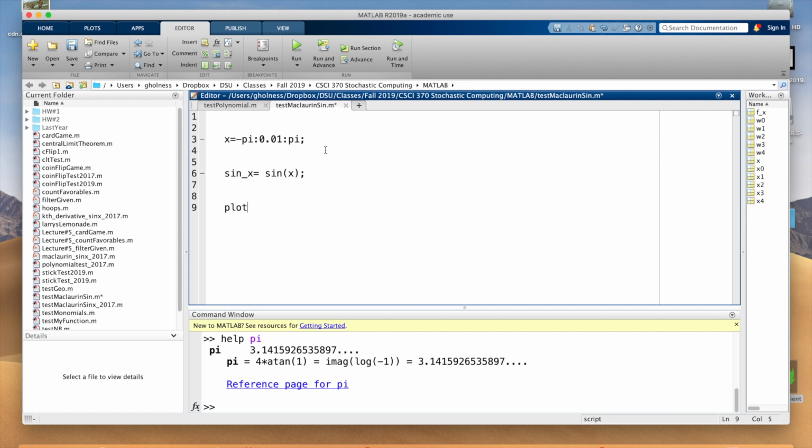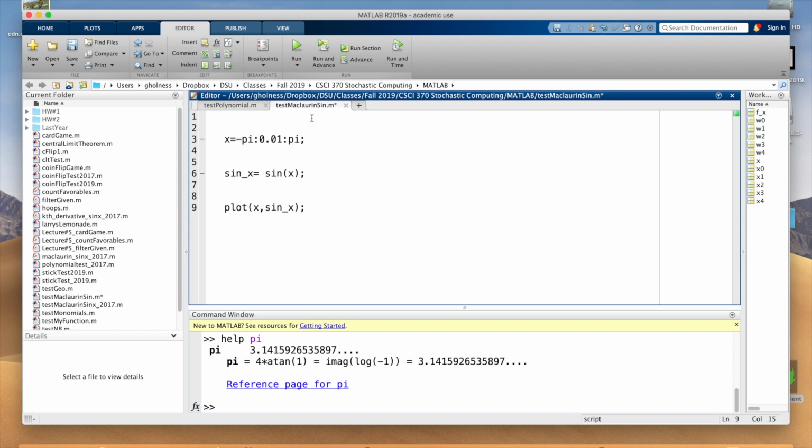So we're going to say plot x versus sine x, right? And we're going to plot it from negative pi, which is 180 degrees, to positive pi, which is positive 180 degrees. So that gives us a whole 2 pi radians for one cycle of the sine function.